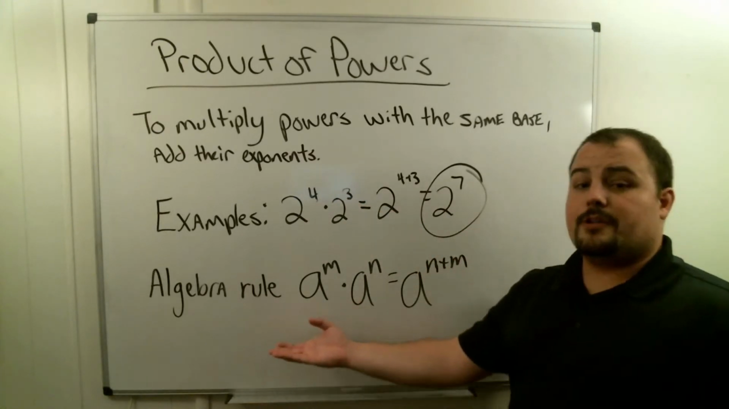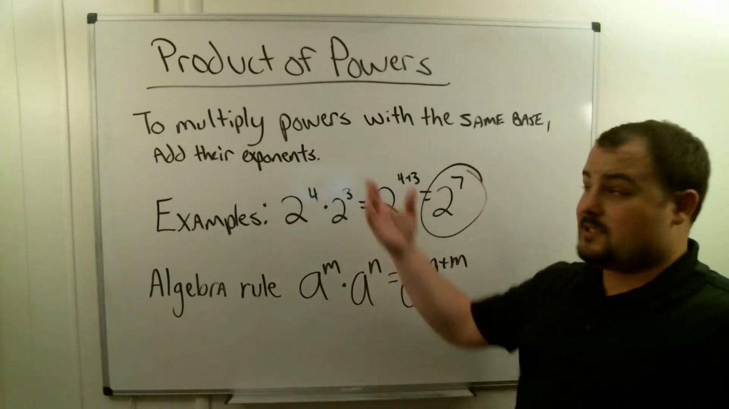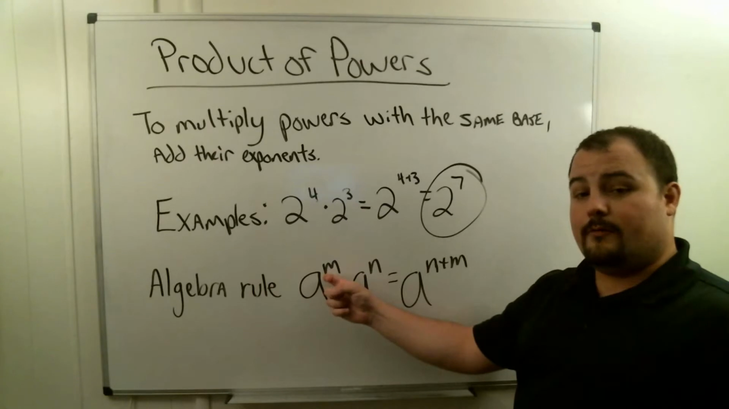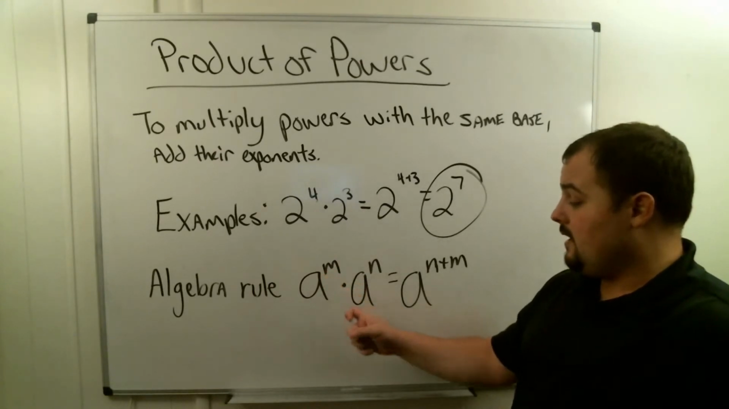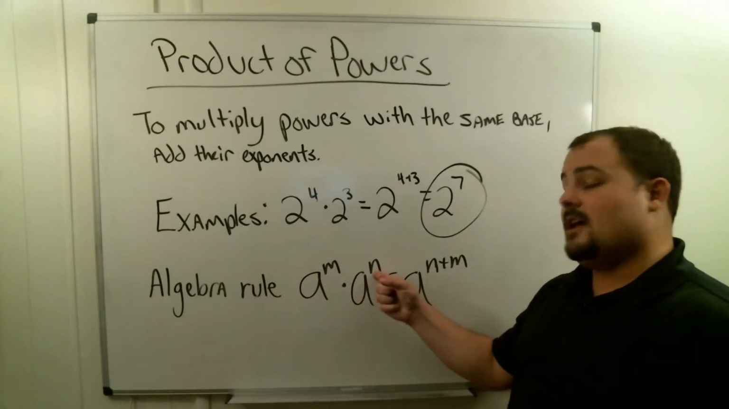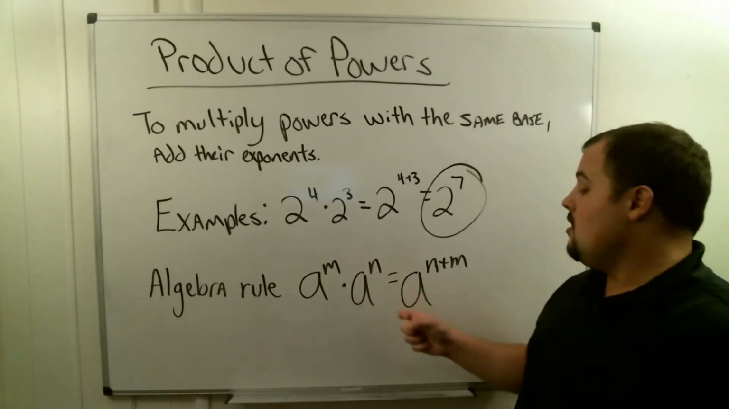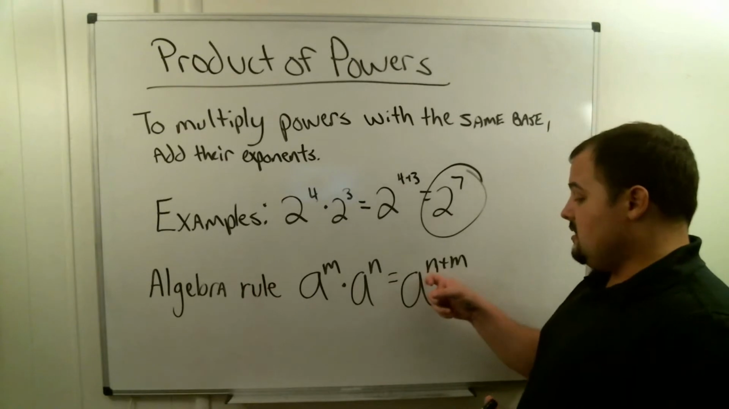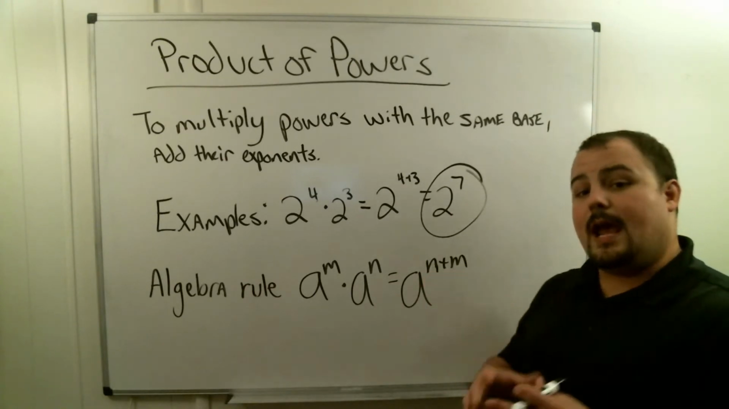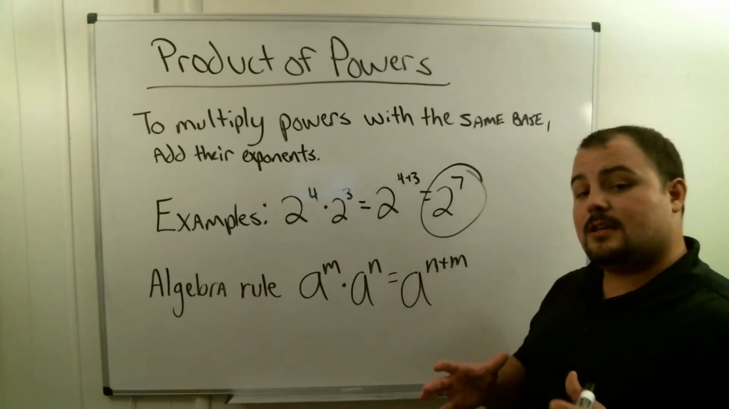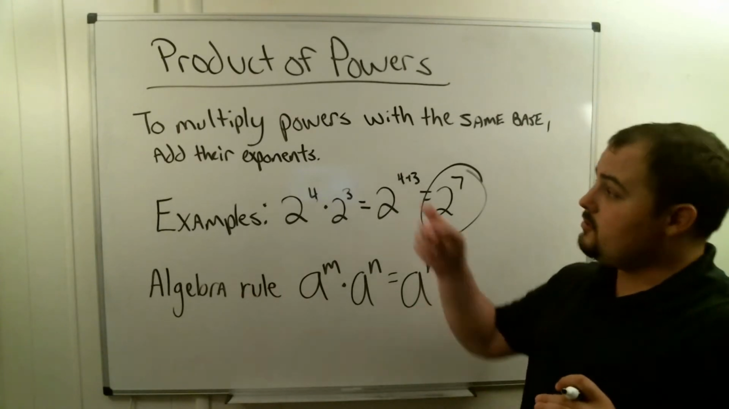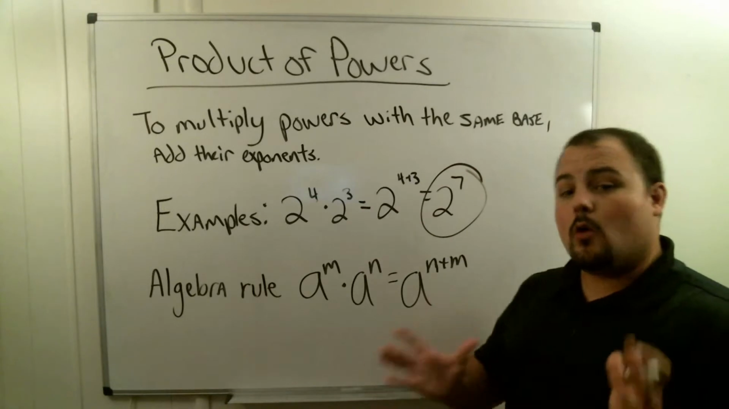Now, in algebra, this rule pretty much says that if I have a number to a power of m, and I multiply that same number that has another power, n, all we have to do is say that our answer is going to be the number to the n plus m. So we add the two exponents together to get our power. So we need to make sure that whenever we're multiplying numbers with the same base, all we do is add the exponents.